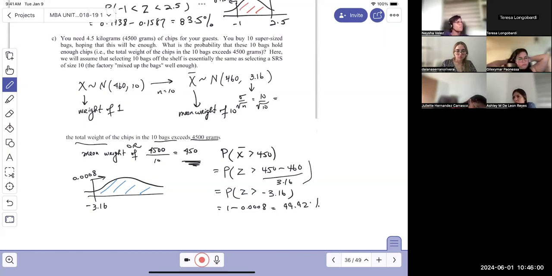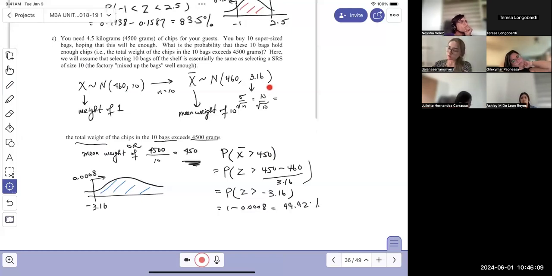So if the mean is 460 with a standard deviation of 3.16, the probability that it's going to be more than 450 is pretty good. It's almost 100%. All right.